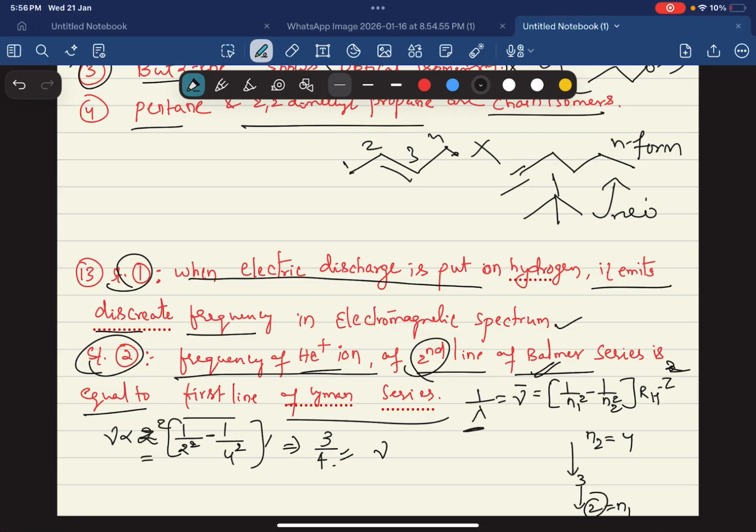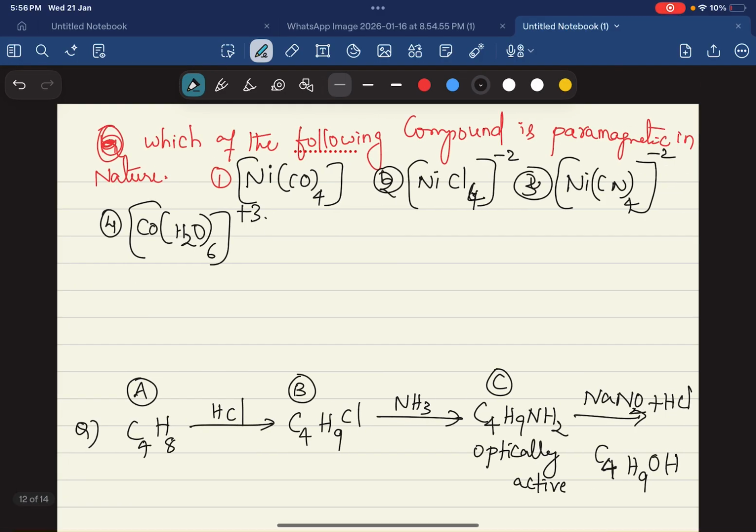Similarly, whether we get the same or not we have to check. According to the statement they are saying same, equal. So 1 square, equal to the first line of the Lyman series. Lyman series means 1 square, and first line means 2 to 1 is nothing but the first line. So 2 square, here also we will get 4 minus 1 by 4, which equals 3 by 4. So what is the answer, students? 3 by 4 you will get in both cases. So even this statement is correct. Hope it is clear. Coming to next, which of the following compounds is paramagnetic in nature?